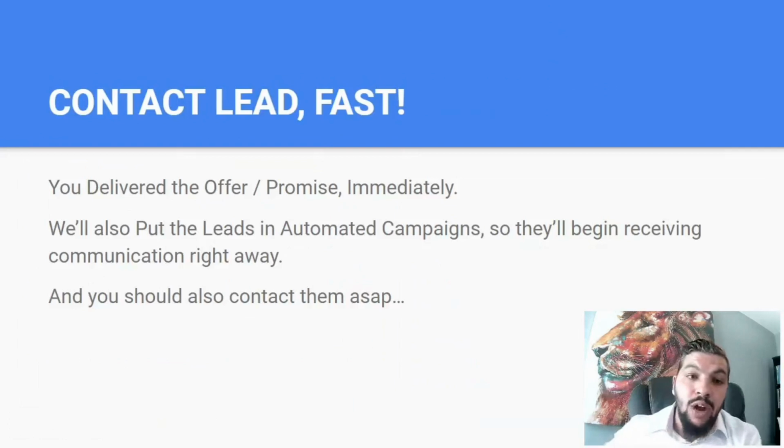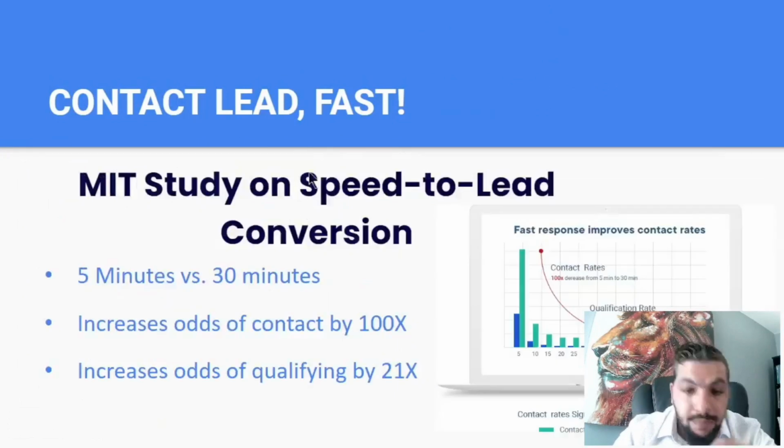And you should also have your CRM notify you so that you can give them a call ASAP, right? Even though the automation is great, it does not remove the need for you to contact them ASAP.